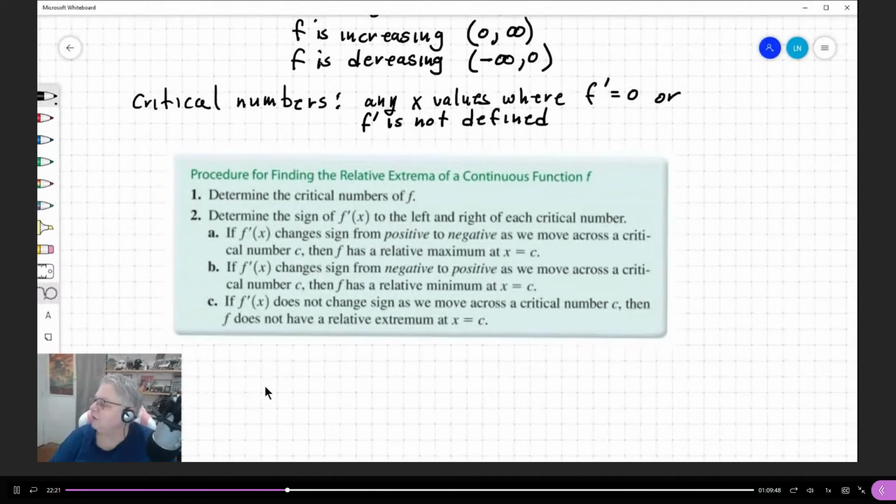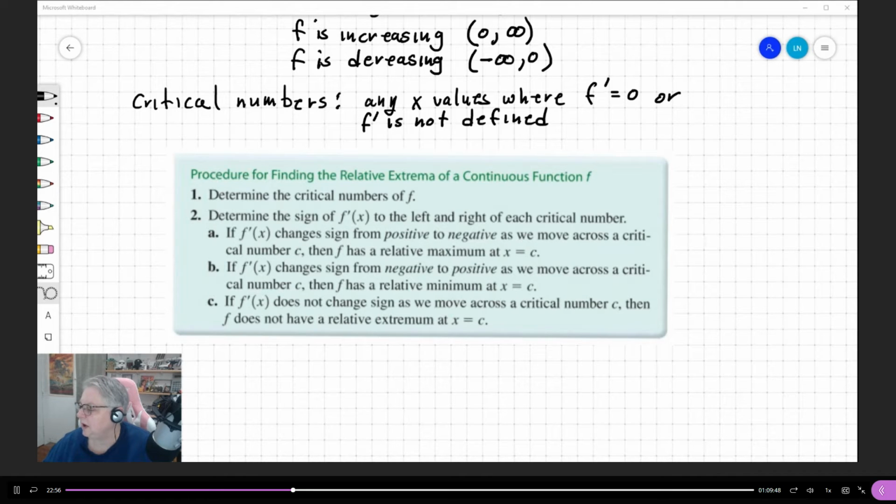Now, if f prime doesn't change sign as we move across a critical number, then f does not have a relative extreme point. There is no relative maximum or relative minimum. Now, that is absolutely possible. When you're dealing with polynomials, it is possible, even with a polynomial, to have a situation where you don't change signs.